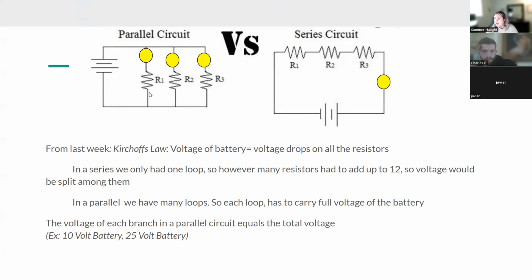So that's why in parallel, each loop has the same amount of voltage, whereas in series there were those voltage drops. So voltage drops isn't something that we're going to really be calculating for parallel circuits. That idea from last week goes away this week, but it comes back up in weeks to come.